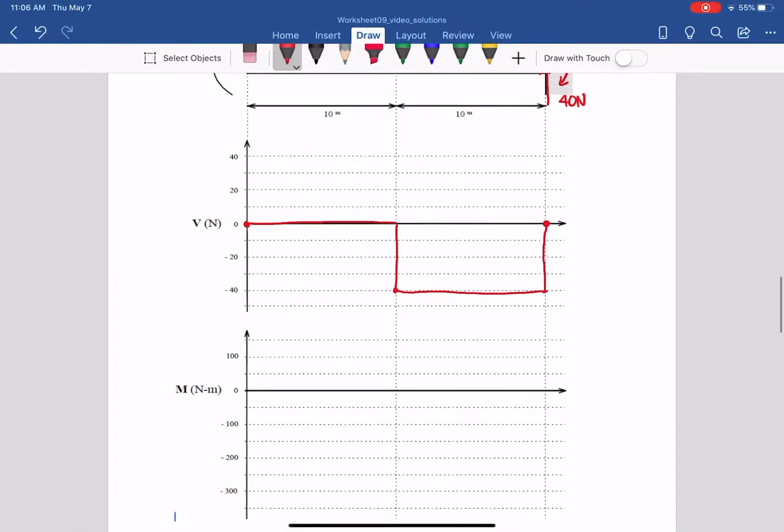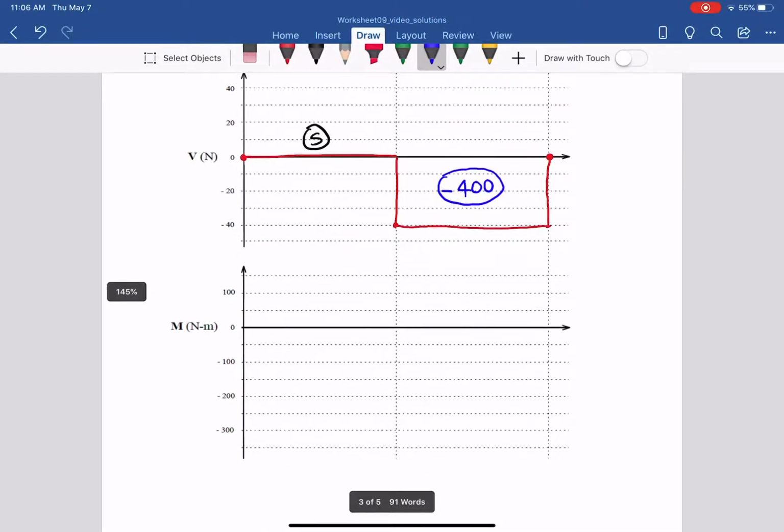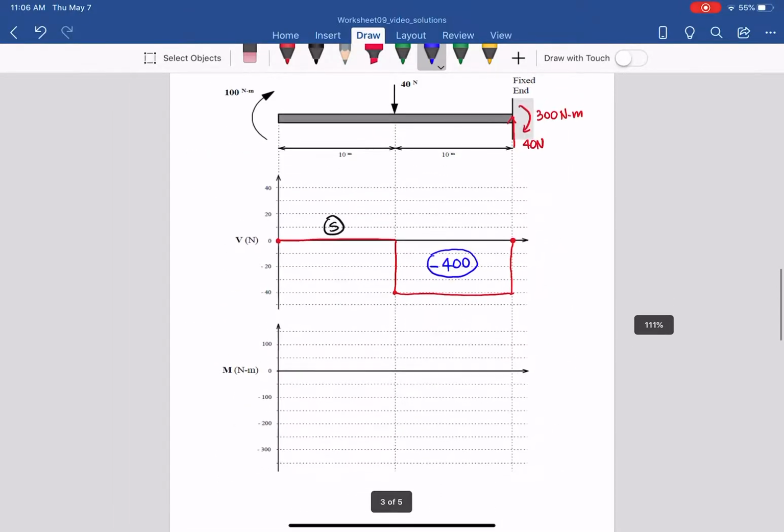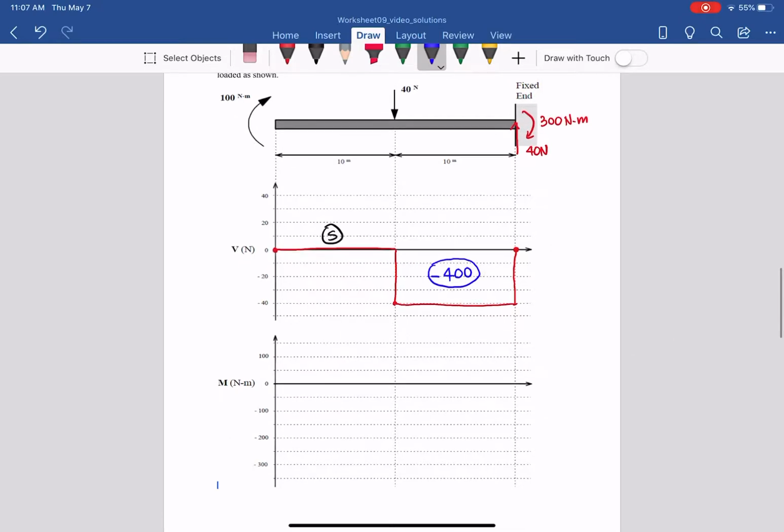In this case, just go ahead and find the areas. Of course, the first part is also a straight line at 0, so there is no area. The second part equals negative 40 times 10, so negative 400 Newton meter for the area under the shear curve for the second 10 meters. From that we can go ahead and draw the moment diagram. Start at 0 again.